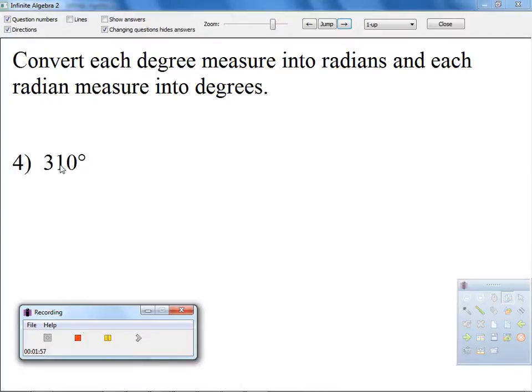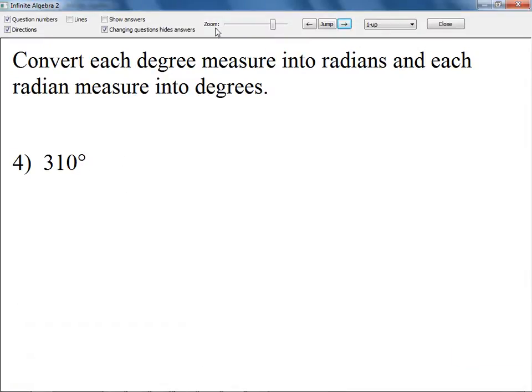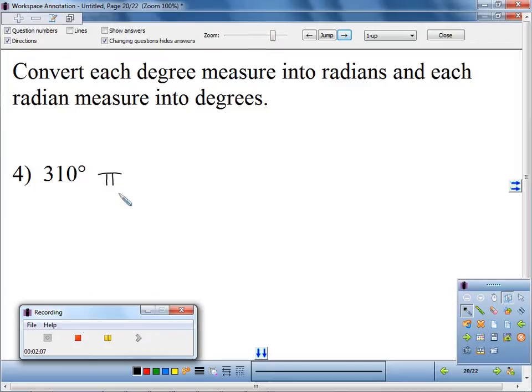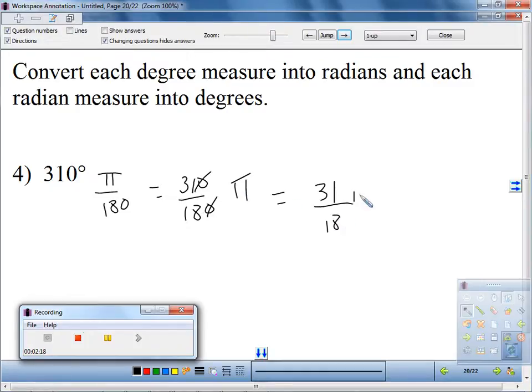Alright, try 310, see what you come up with. Remembering that anytime you go from degrees to radians, it's going to be pi over 180. So you end up with 310 over 180 pi. You get 31/18 pi for that one, because 10 goes into both of them, so that's how I'm ending up with 31 over 18.